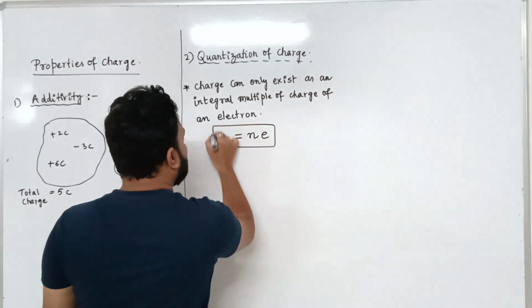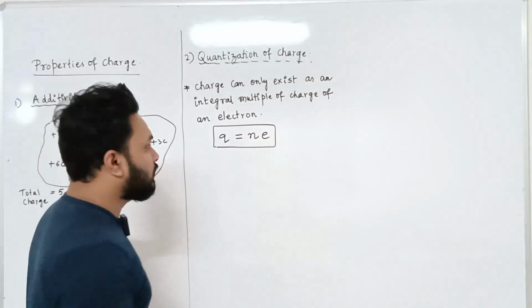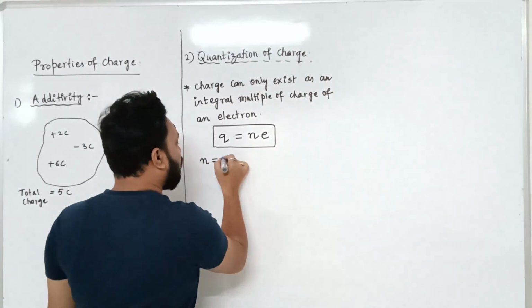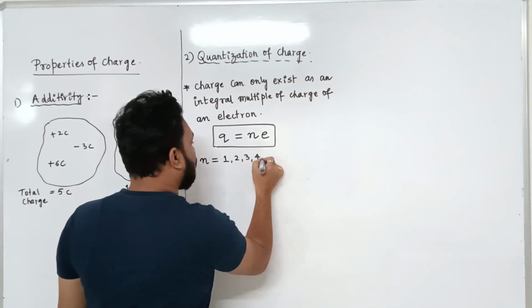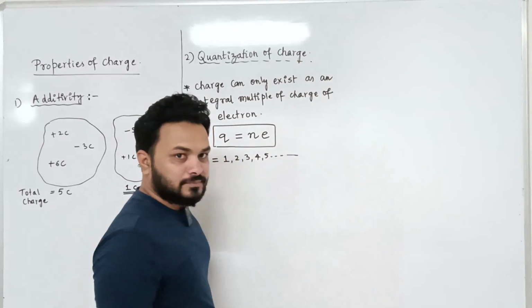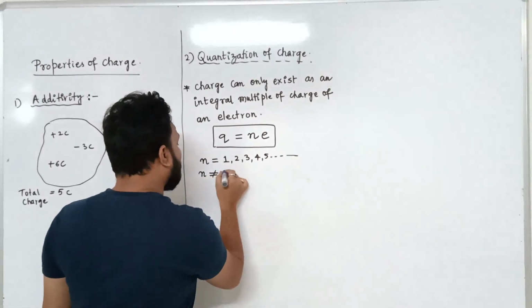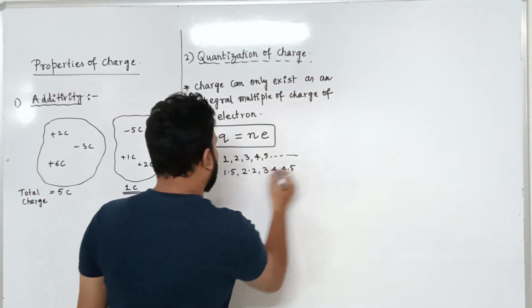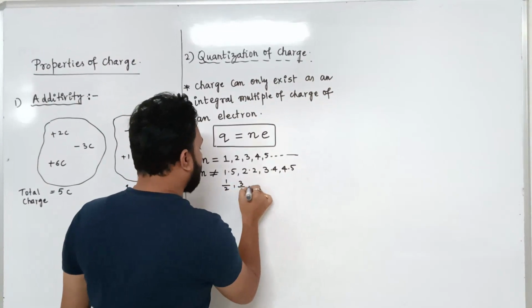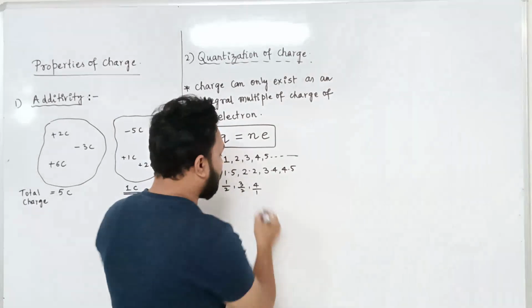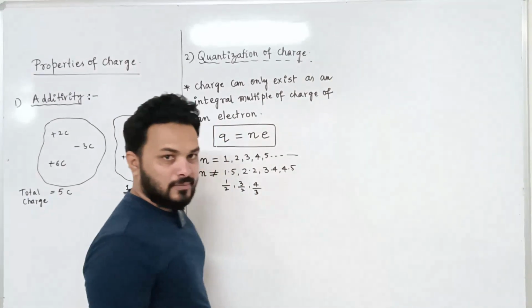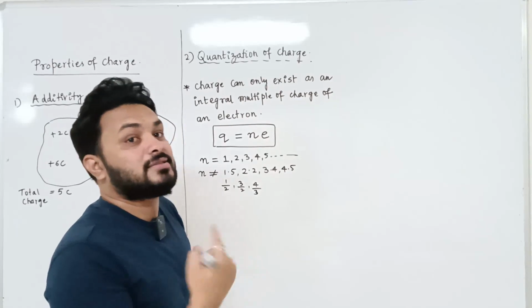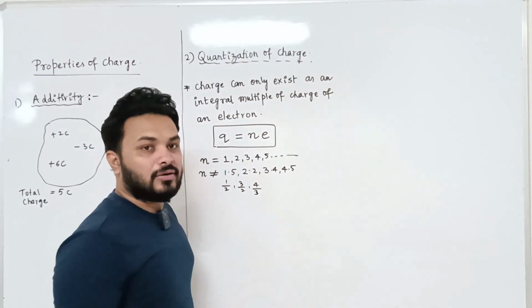This is the important equation we are getting in the quantization of charge. So now 1 electron, 2 electrons, 3 electrons. So n will be 1, 2, 3, 4, 5 till n number. N can never be 1.5, 2.2, 3.4, 4.5 or 1 by 2, 3 by 2, 4 by 3, like this. Understood? So whenever electrons are transferring from one body to another, they transfer as 1 electron, 2 electrons, 3 electrons, 4 electrons, like this.